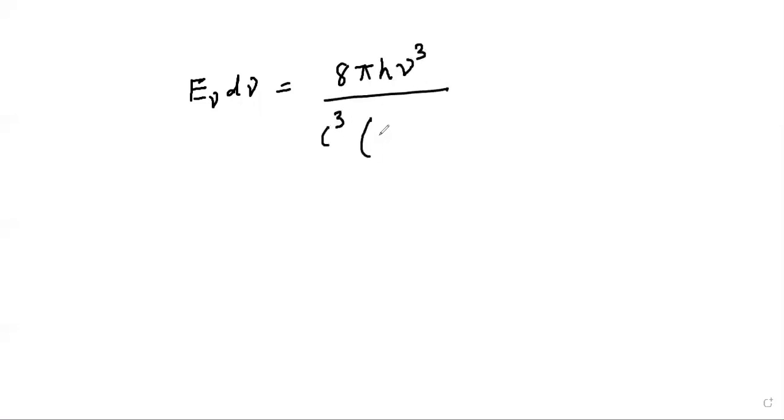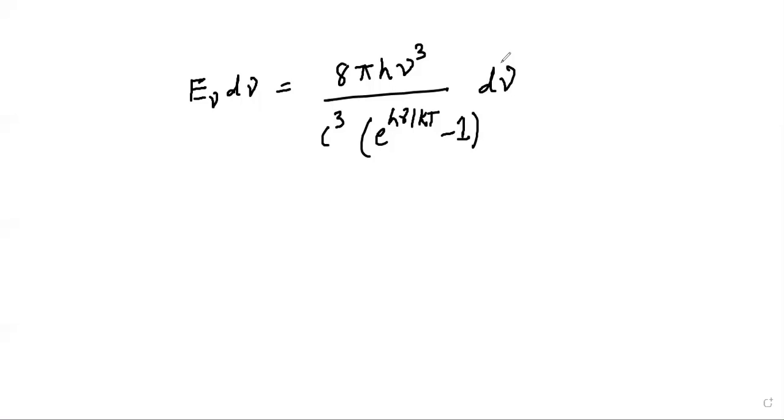So let me just rewrite the final thing. We can write E nu d nu, that is the average radiant energy per unit volume in the frequency range d nu, is given by 8 pi h nu cube divided by c cube e to the power h nu by kt minus 1, and then d nu. So this is the value of the radiant energy in the frequency range of d nu, right?